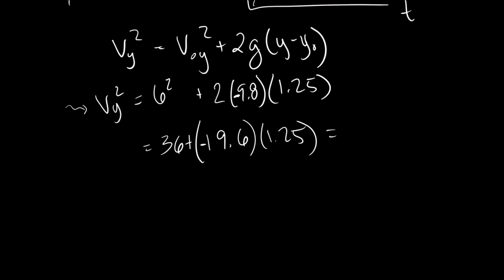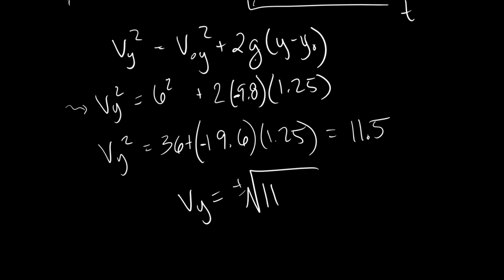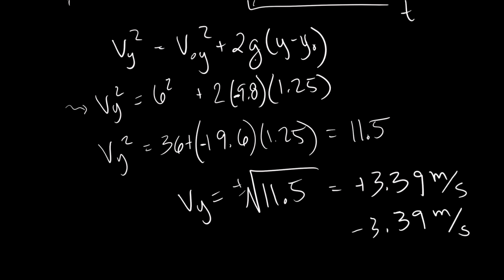Okay, so that equals 11.5, and that's equal to velocity squared. So in order to find that velocity, it's the square root of 11.5. So we get positive 3.39 meters per second and negative 3.39 meters per second.